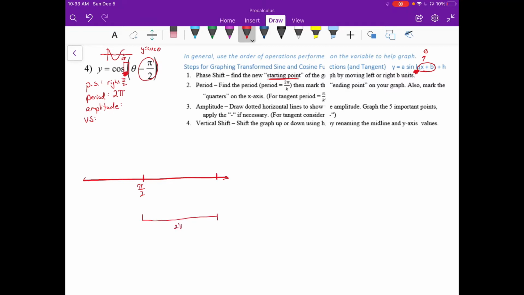which is 2 pi. So pi over 2 plus 2 pi, that's 2.5 pi, because 2 plus a half is 2.5 pi, or we could write that as 5 pi over 2, and that's normally what we do, because we use improper fractions. It doesn't really matter. So this is 5 pi over 2. So we put our ending point, and then we split that in half and put a mark, and we split each of those in half. So we found our different quarters.